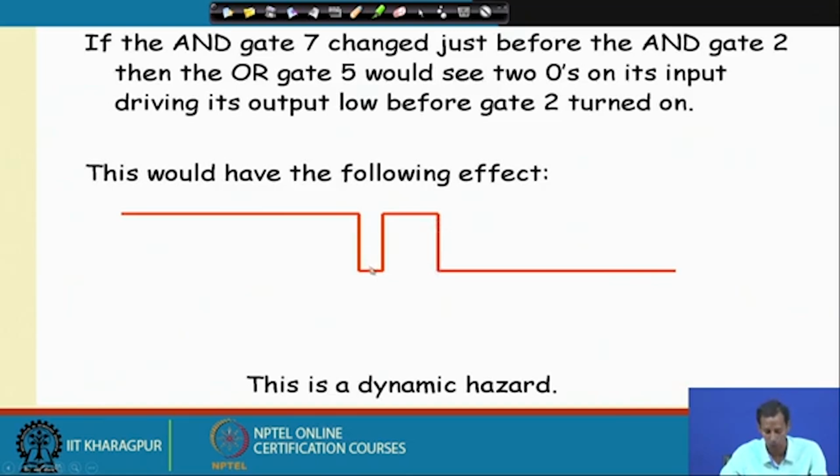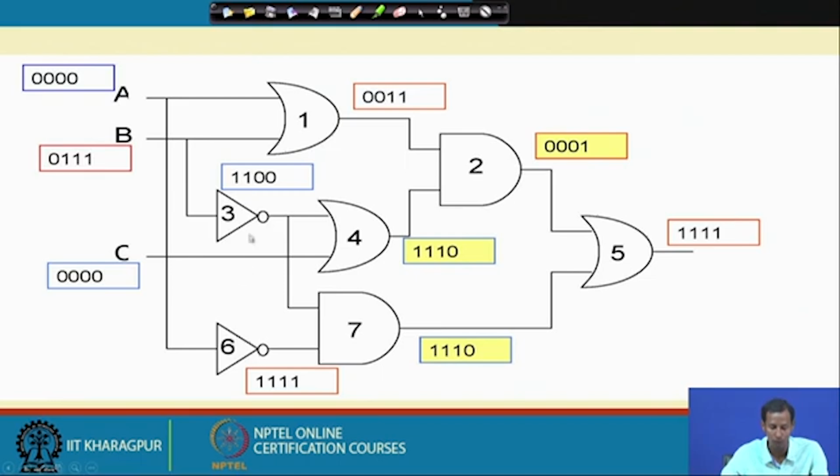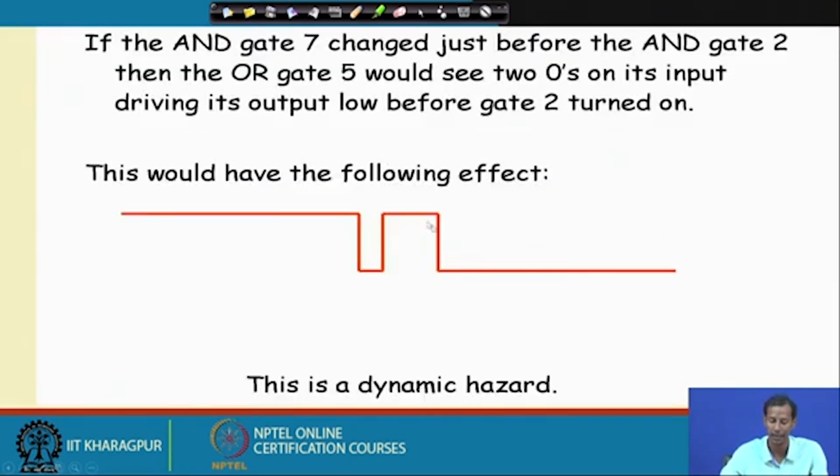It is not that I am getting only one glitch, I am getting the glitch twice, because of the 2 inverters I have used over here. This is not only because of B, but also for C, that means for 3 and 6, both are basically trying to change in this particular circuit, and I will get this kind of dynamic hazard.